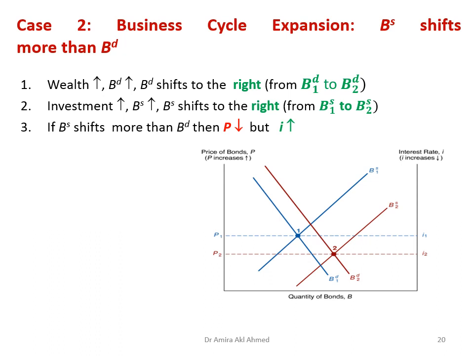The new equilibrium will shift from the original intersection point of the demand and supply curves to the new intersection point labeled as point 2. At this new equilibrium point, the market clearing price declines to B2, but the market clearing interest rate rises to I2. Remember that these two variables are negatively linked.